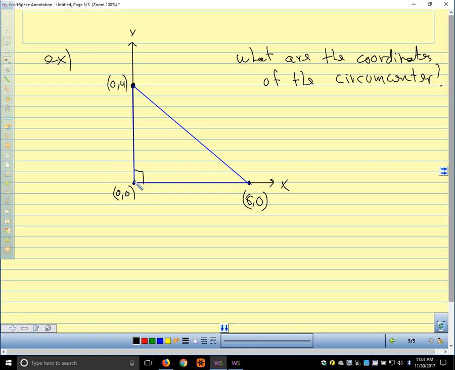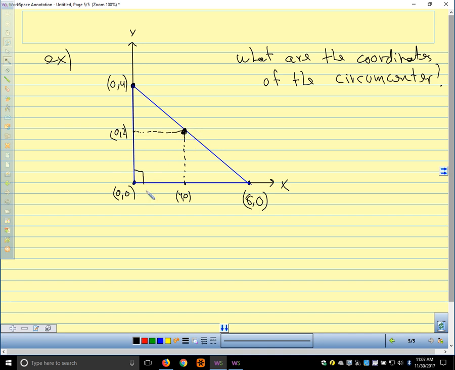Well, the bisector of this side is halfway between the points 0 and 8. What's halfway between 0 and 8? 4. So the bisector of this side is going to be at (4, 0), and we go straight up. The bisector of this side is going to be halfway between 0 and 4. What's halfway between 0 and 4? 2. So we go from a point (0, 2), and we go over, and we get our circumcenter.